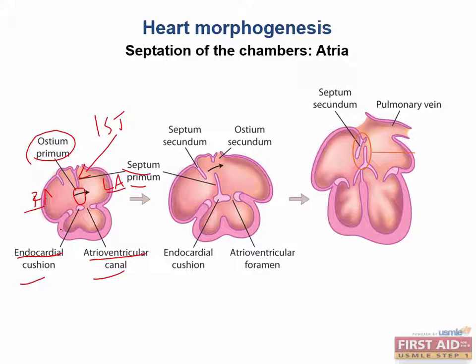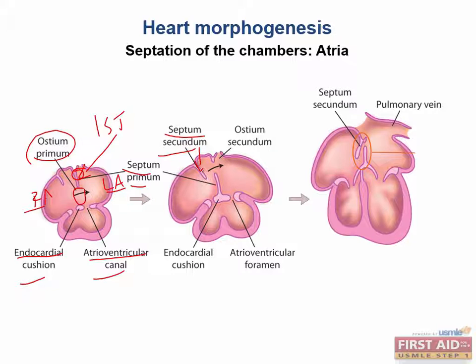Immediately after the septum primum fuses with the endocardial cushion in the atrioventricular canal, two other things start happening. Areas here in the superior part of the septum primum start to degenerate to create a new hole. And a second septum, the septum secundum, begins to descend from the right side of the septum primum, and it also starts to descend towards the endocardial cushion in the AV canal.